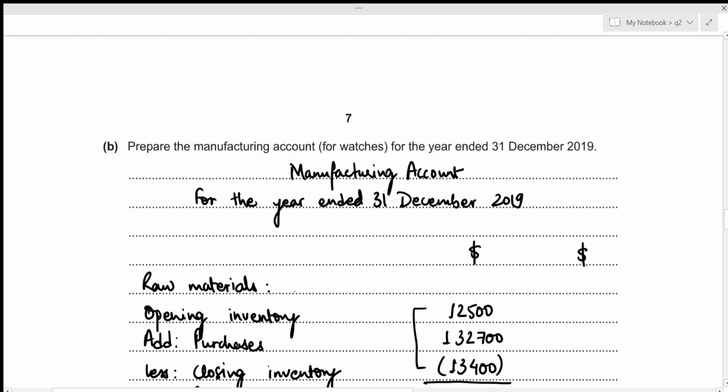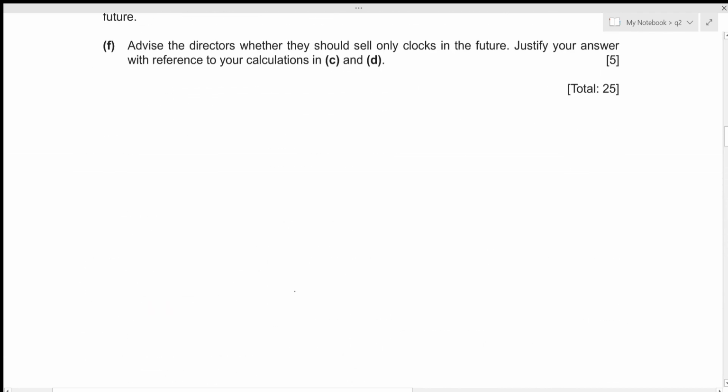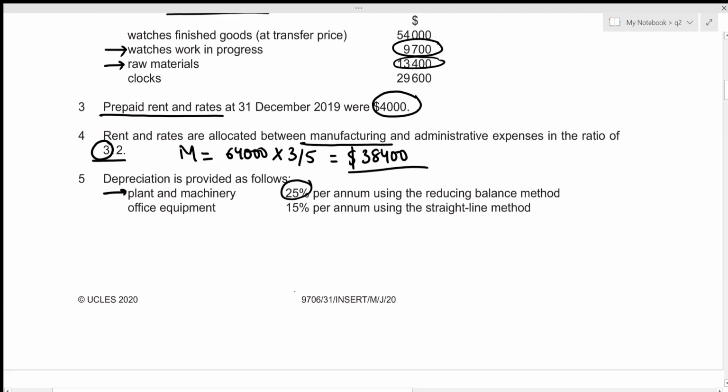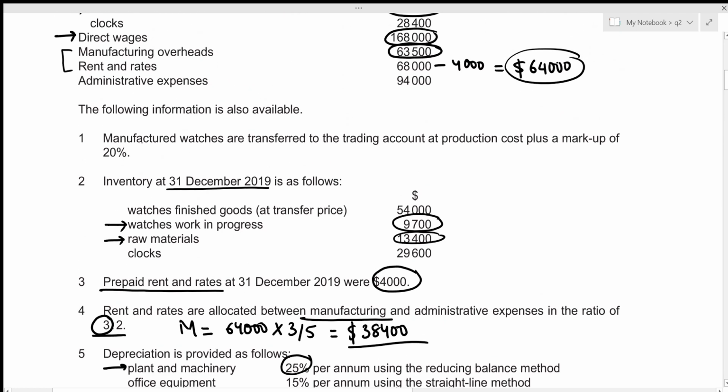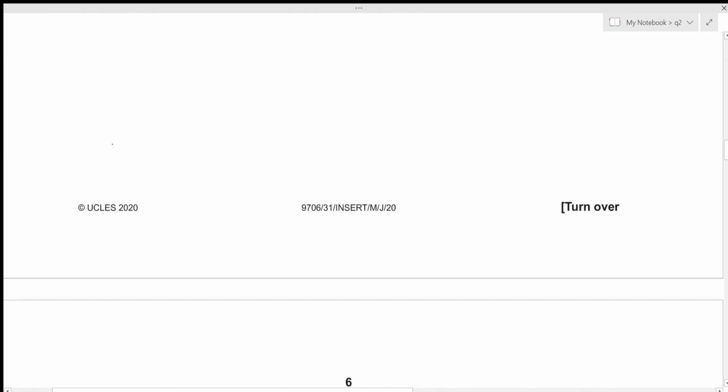So let's have a look above. We might have information regarding the factory profit rate. Okay, manufacturing watches are transferred to the trading account at production cost plus a markup of 20%. So this 20% is actually the factory profit. Let's figure out our factory profit now.